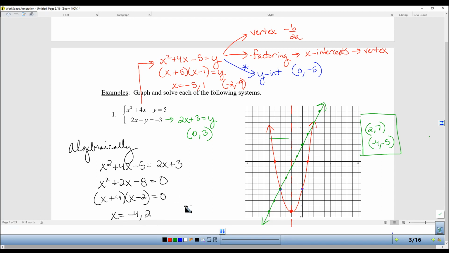Now remember, don't stop there. The answers are an ordered pair. There's an XY combination that works for the first equation and also works for the second equation. Graphically, that made more sense, but make sure you do it even if you solve your problems algebraically. How would I have gotten this y? You just plug it into either equation. Obviously, I would choose the line. It's a little easier.